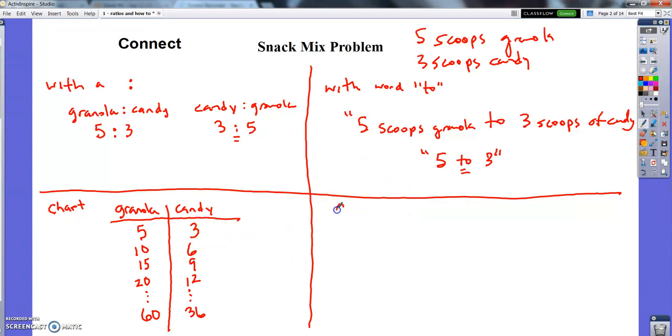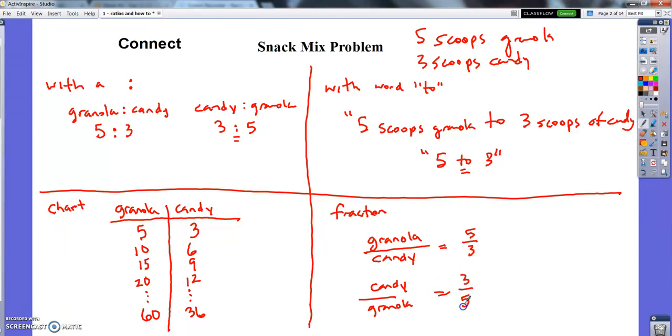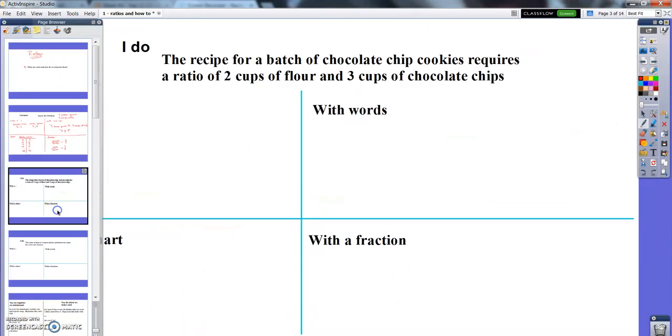And the last way is with a fraction. Lots of times ratios are shown as fractions, so we could say the ratio of granola to candy is 5 to 3. Or we could say that the ratio of candy to granola is 3 to 5. That's all the different ways to show a ratio. Let me do one more just so you get a little used to this before you write these down.